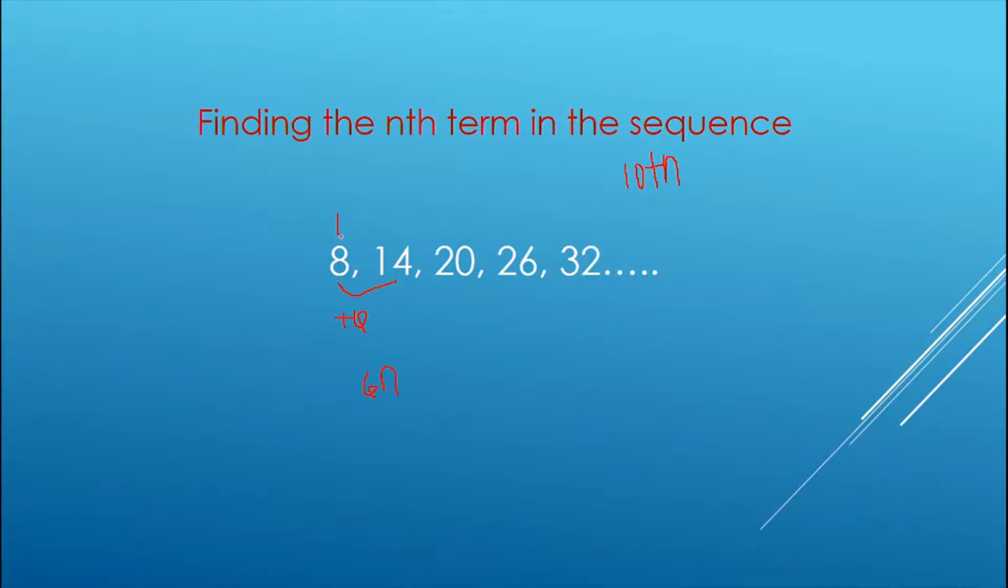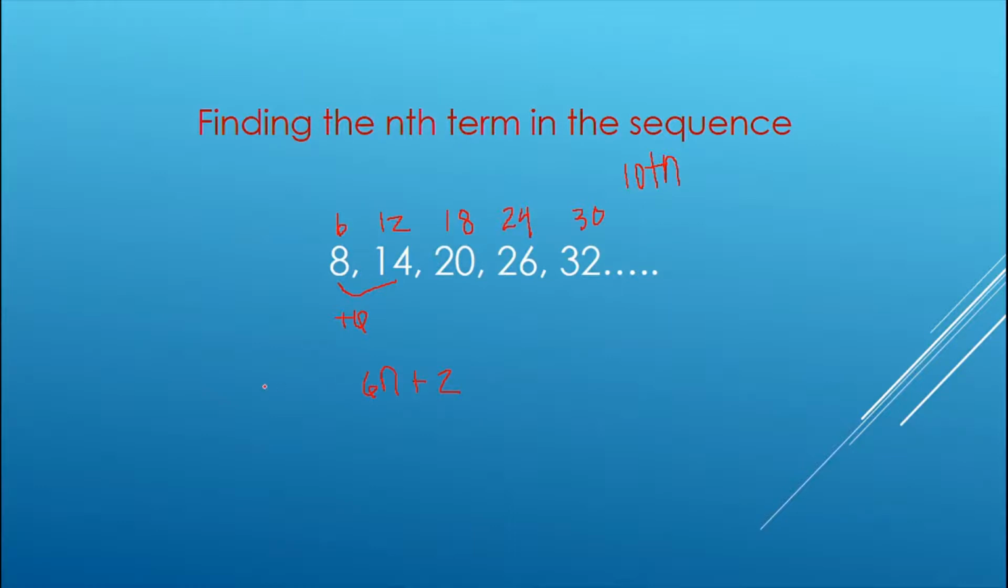So we have 6, 12, 18, 24, and the last one here is 30. Okay, now the next thing that we're going to do is think what happened to 6 here to make it 8. What do we do to 6 here to make it 8? So we add 6, 7, 8. So for this one, we're going to add 2. So 6n plus 2.